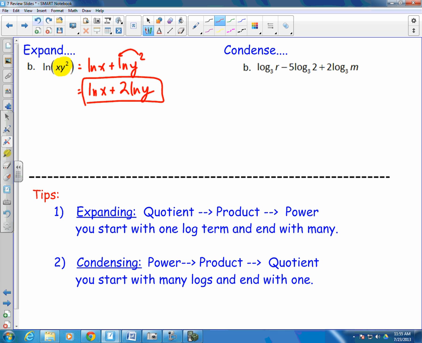All right. The second one is condensing, so I'm going to go the other direction. So when I ask myself, are there any powers? I start with that. Are there any powers? Well, yeah, if the numbers out front, these used to be powers. So I'm going to take those first. So it's going to be log base 3 of r minus log base 3 of 2 to the 5th plus log base 3 of m to the second.